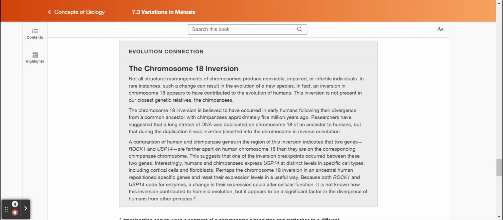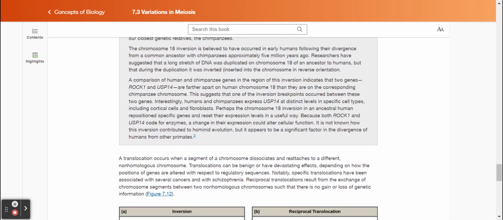Perhaps the chromosome 18 inversion in an ancestral human repositioned specific genes and reset their expression levels in a useful way. Because both ROC1 and USP14 code for enzymes, a change in their expression could alter cellular function. It is not known how this inversion contributed to hominid evolution, but it appears to be a significant factor in the divergence of humans from other primates.